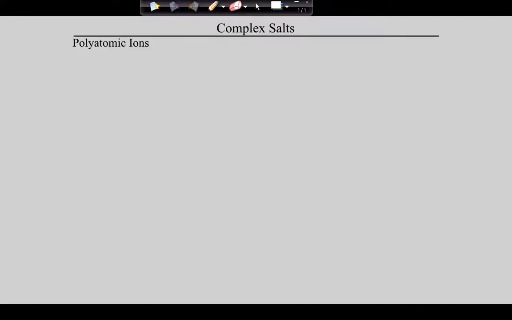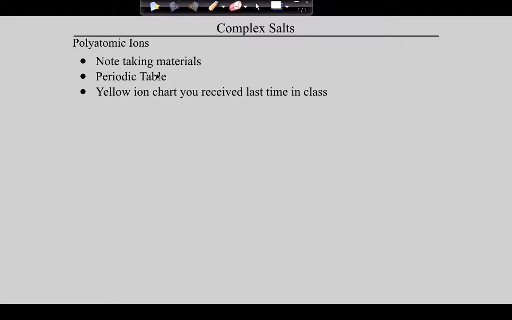In order for you to be ready for today, you are going to first of all need to gather note-taking materials. I would strongly encourage you to be taking notes in pencil. There will be a little bit of erasing that you'll need to be doing today, so a pencil would probably serve you better. In addition to that, you're also going to need your periodic table. And then finally, you need to get the yellow ion chart that you received from me last time in class. If you weren't here, please ask for one and we'd be happy to get you one. So take a second, gather together your note-taking materials, periodic table, and your yellow ion chart.